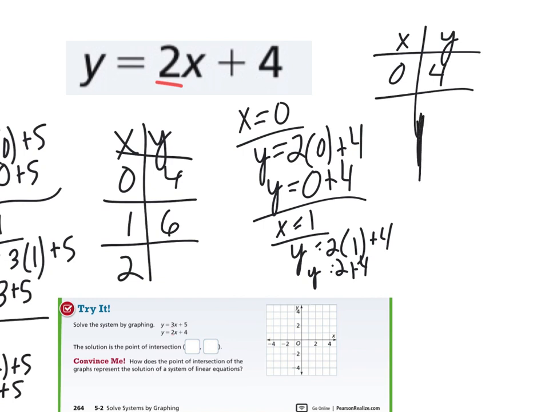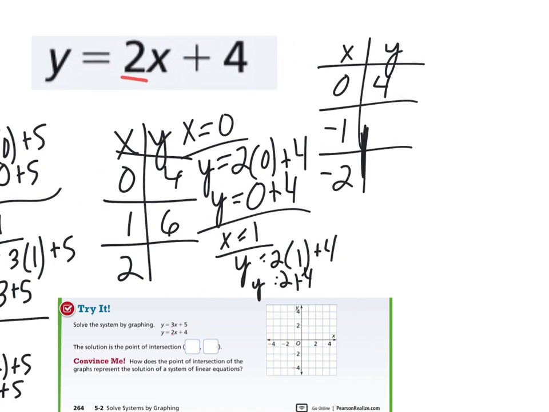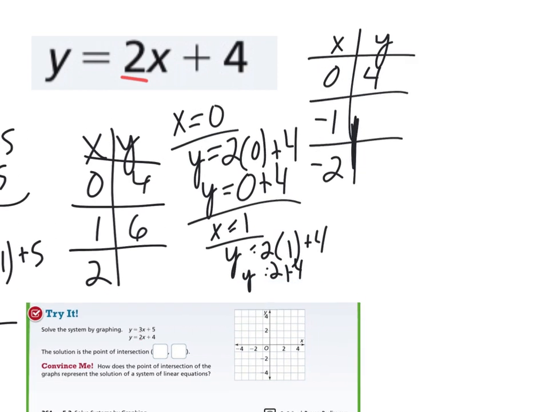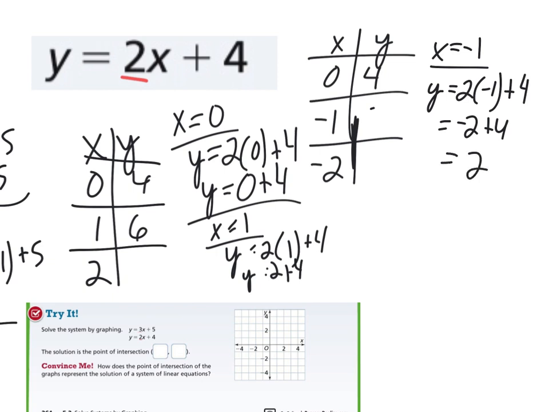Just like we did on the other one, we want to pick smaller x values. Since the bigger x values weren't working, we'll try some smaller x values, and that should fit on our graph hopefully. So we're going to put a -1 in place of x. So this would be -2 plus 4, which would be a +2. So that should work on our graph. And then we'll put a -2 in for x.